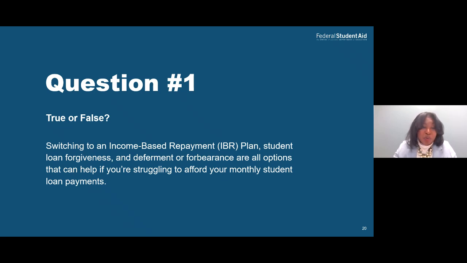Switching to an income-based repayment plan, student loan forgiveness, and deferment or forbearance are all options that can help to mitigate any struggling to afford your monthly student loan payments. Is this true or false? Let's see what you guys have to say. Is it true or is it false?